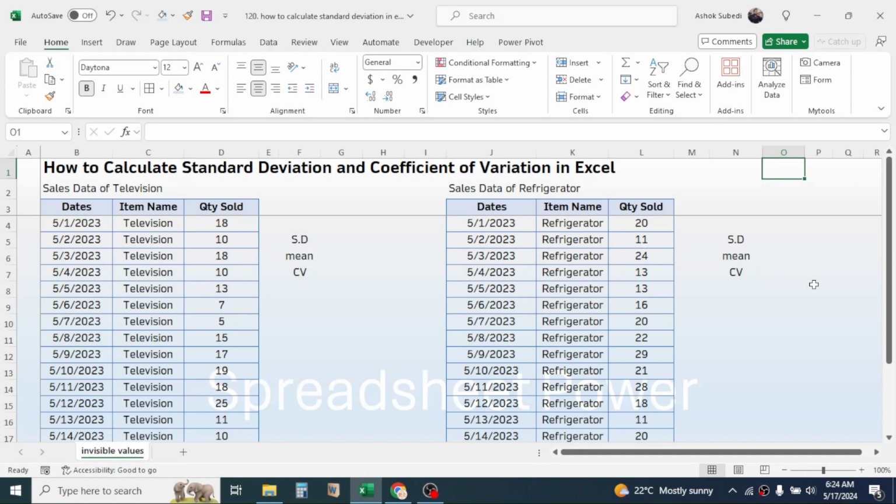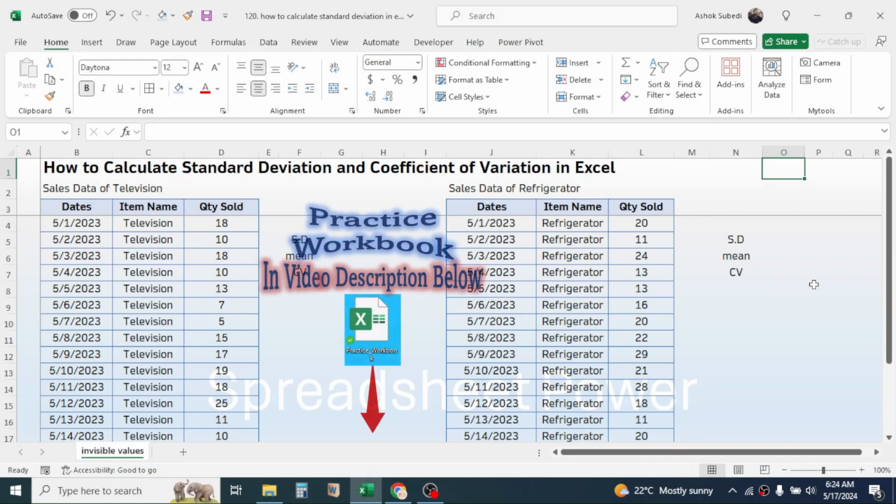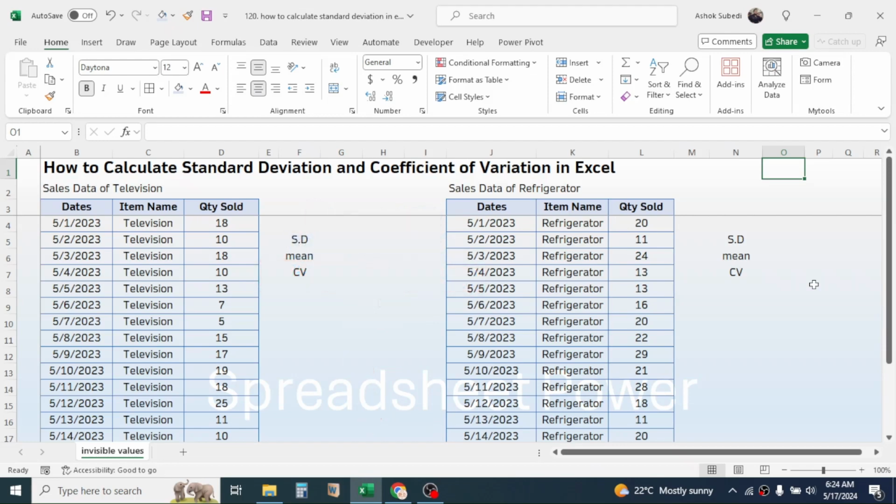Today we are going to learn how to calculate the standard deviation and coefficient of variation in Microsoft Excel. The standard deviation and coefficient of variation both are used for calculating the degree of variability or dispersion in the data set. But the difference is that standard deviation cannot compare two or more data sets, but the coefficient of variation can compare two or more data sets.